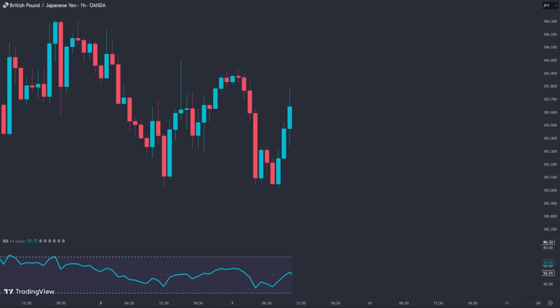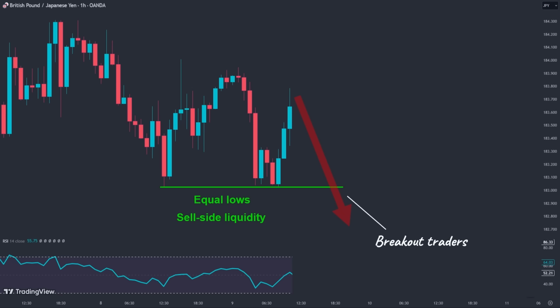Here, on the pound-yen 1-hour chart, recent bearish movements are evident. The price has rejected this level twice, resulting in equal lows. Liquidity below a low or a group of lows indicates sell-side liquidity. When the price approaches this level, bullish traders will either go long or protect their previously opened long positions. Conversely, breakout traders will go short if the price breaks through this level.